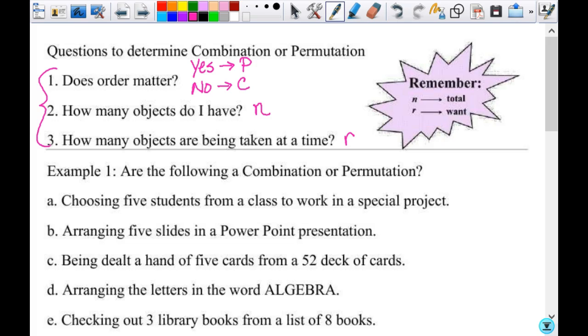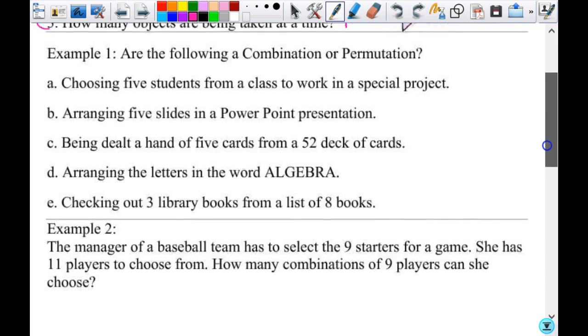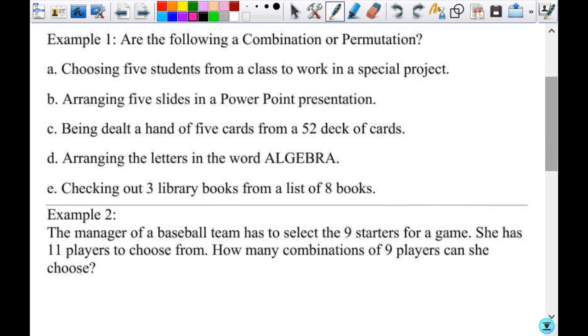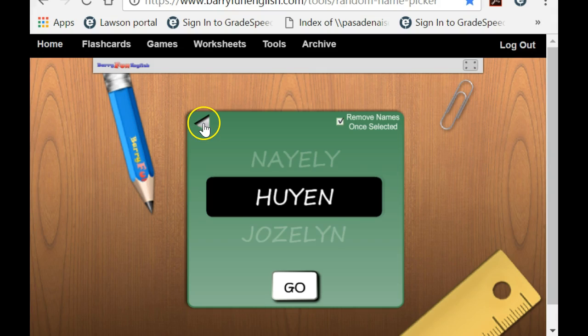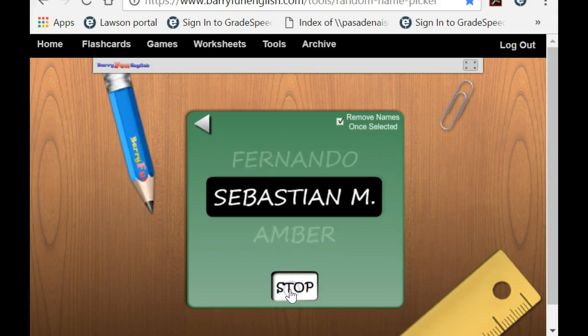Everybody good? All right, now I want you to look at the next set of stuff, and it says, are the following a combination or permutation? So I want you to read through these 5 things and just put a P or a C next to it after you decide whether or not it is a permutation or a combination. All right, so let's see. Who's going to help me out here?